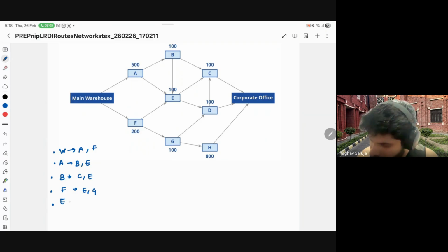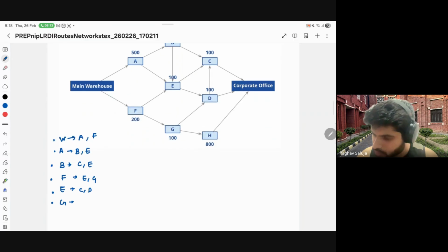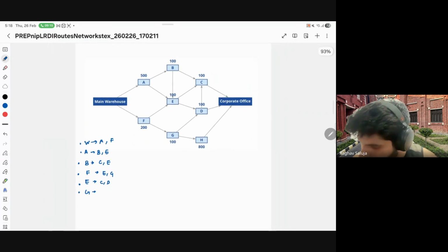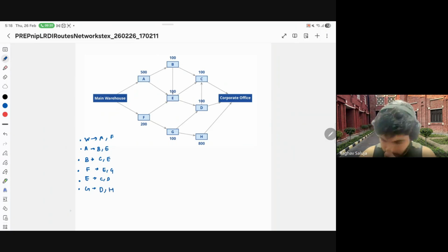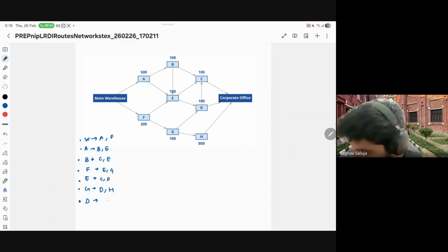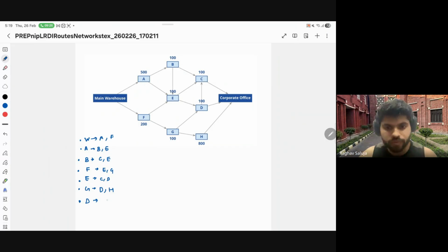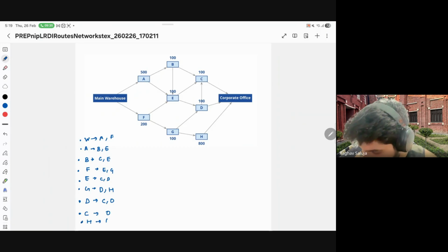From E, where can we go? We can go to C, D. From G, where can we go? From G, we can go to D, H. Okay. From D, where can we go? From D, we can go to only office. No, C also, yeah. C, office. From C, we can go to only office. From H also, we can go to only office.